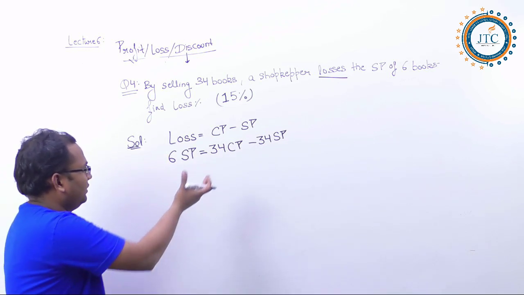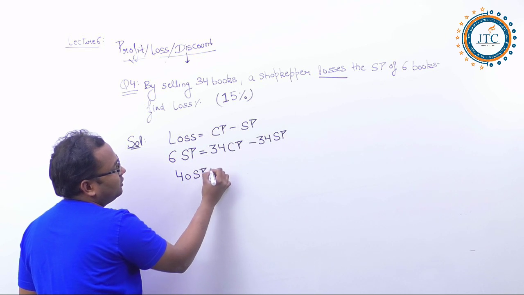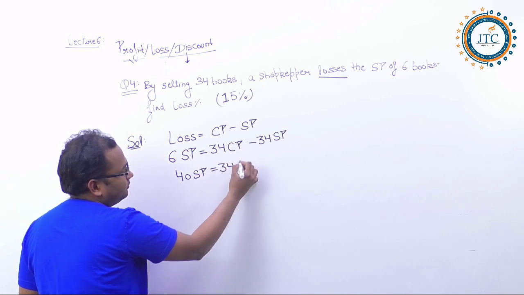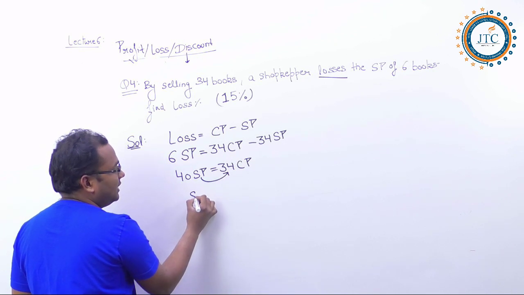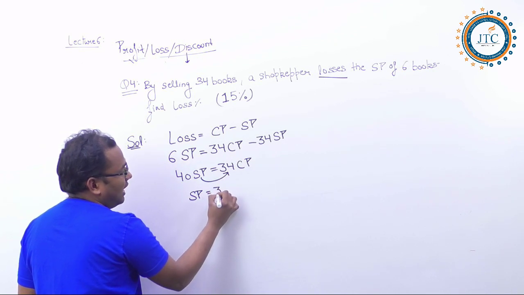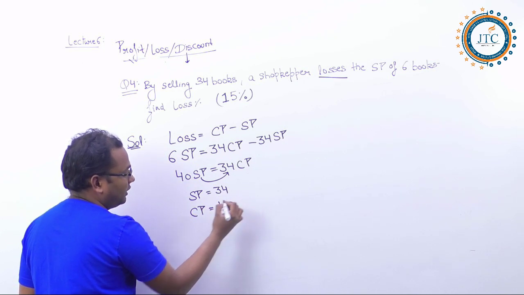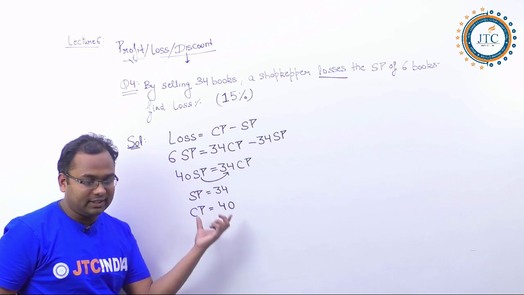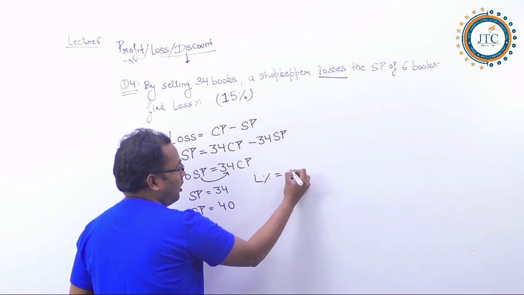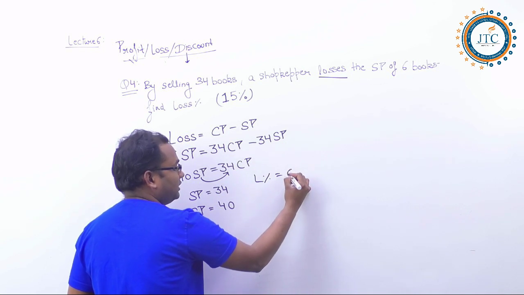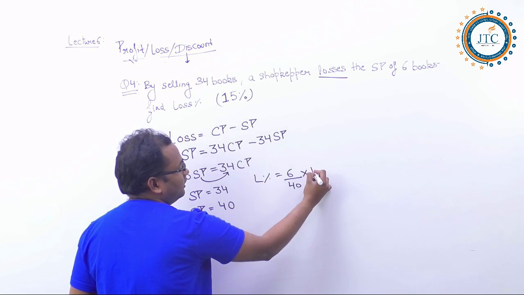So now the next step is 40 SP is equal to 34 CP. So what is the value of SP here? SP is equal to 34 and cost price is equal to 40. So here cost price is greater than selling price. So loss percent is equal to loss. So what is the value of loss? Loss is 6, upon cost price 40, into 100.